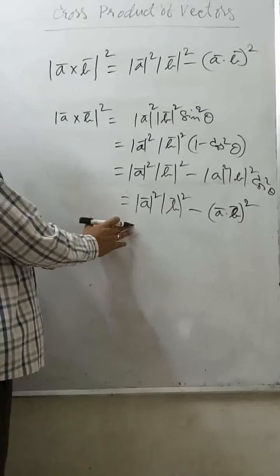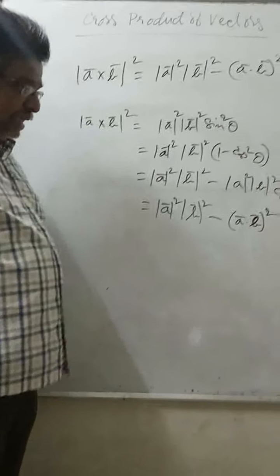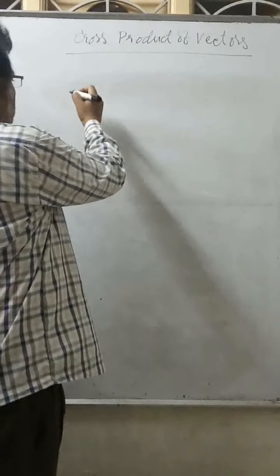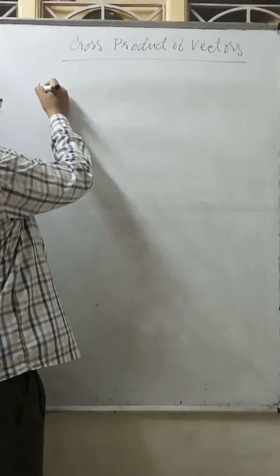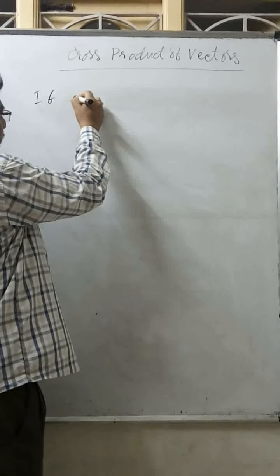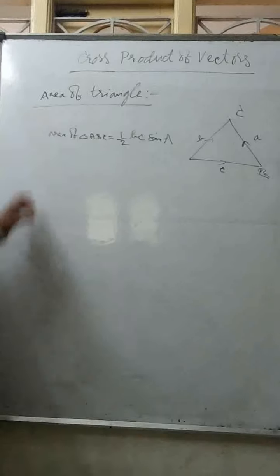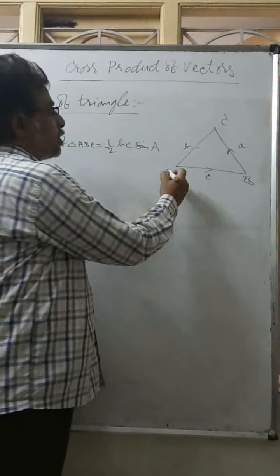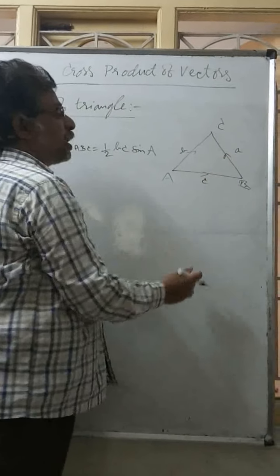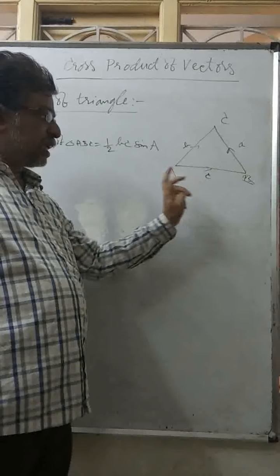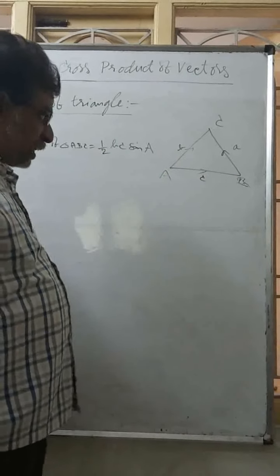This is called Lagrange's identity. Lagrange's identity. If the area of the triangle is delta, the side opposite to angle A is called small a, the side opposite angle B is called small b, and the side opposite angle C is called small c, which you know from properties of triangles.